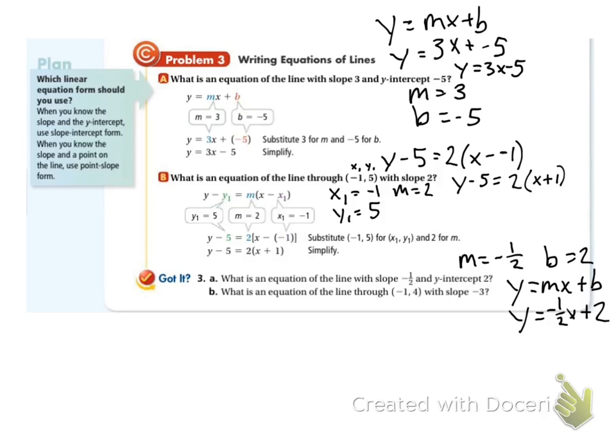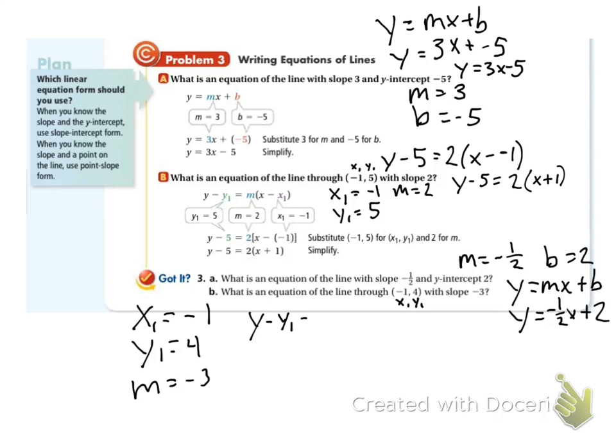If we look at the second one there, what is an equation of the line through the point -1, 4 with slope -3? So I'll label my x1, y1. So x1 is equal to -1, y1 is equal to 4, and my slope, my m, is -3.